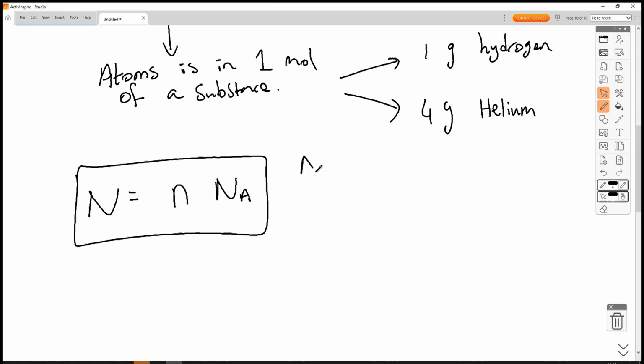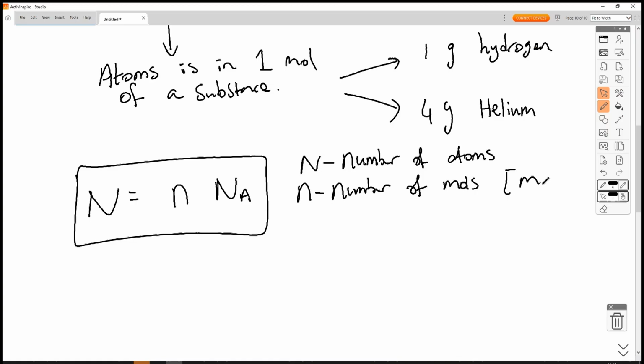So N is your number of atoms or molecules, which has no units. Then n is the number of moles, which has units of mole. And Na is Avogadro's number, which is 6.02 times 10 to the 23 per mole.